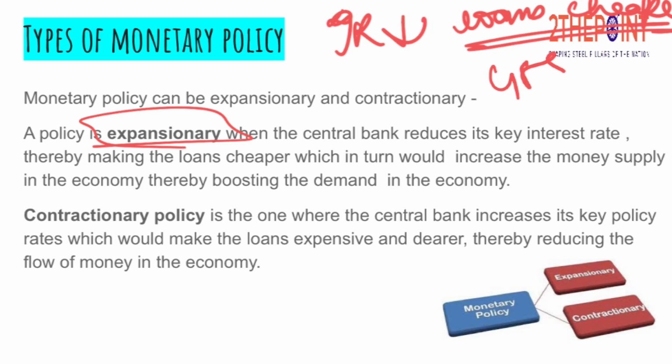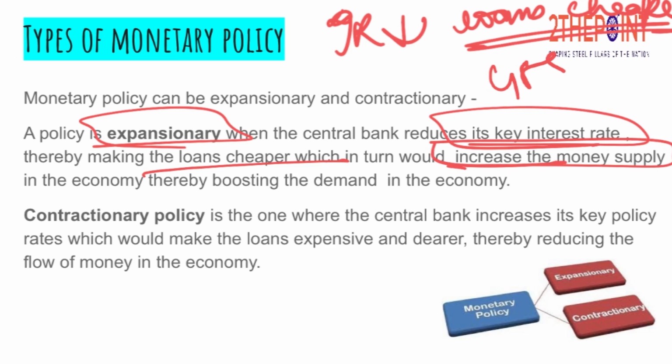What it does is it spurs demand in the economy, and usually such a policy is used when the central bank has to spur demand in the economy, or the inflation rate is low, or there is very little demand in the economy. So it loosens the money supply. How? By reducing the key interest rates, thereby making loans cheaper, which in turn increases the money supply in the economy, and people will start spending more and availing loans, and again the cycle follows.